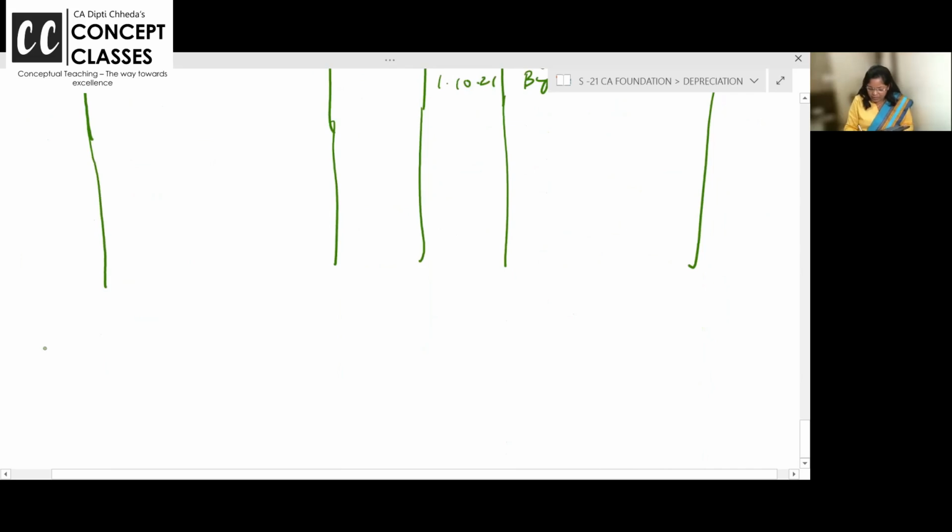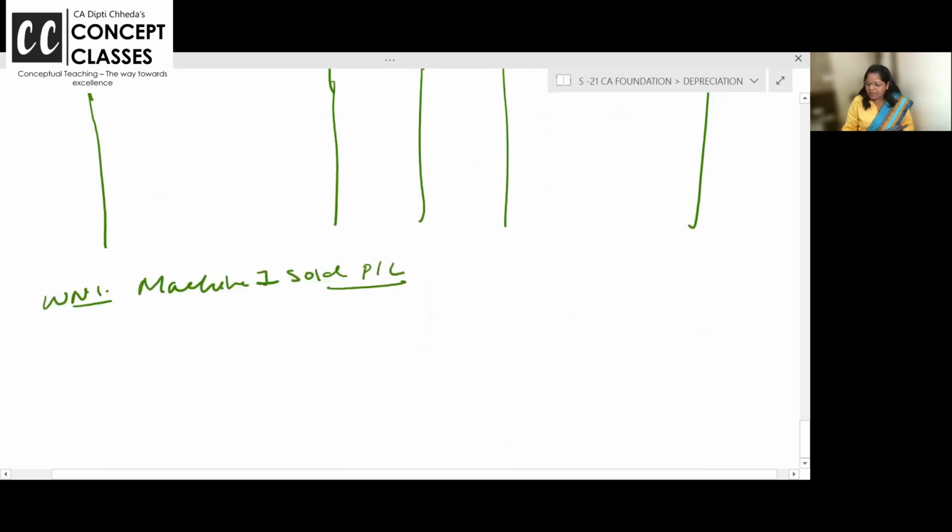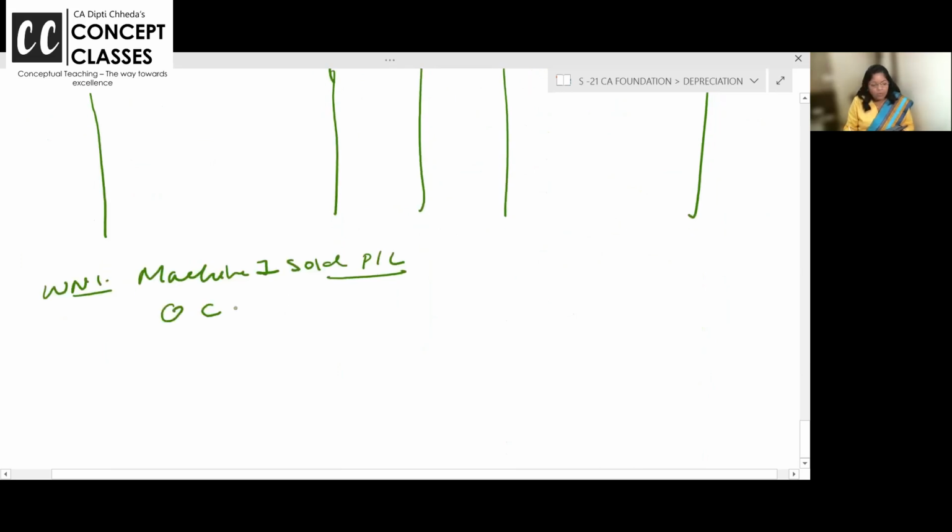Leave a little space and come down. Working note 1. Machine 1 sold. We are calculating profit and loss. Original cost of machine 1 was how much? 60,000. One year's depreciation you will have to take separately. So what is the depreciation of the first year?